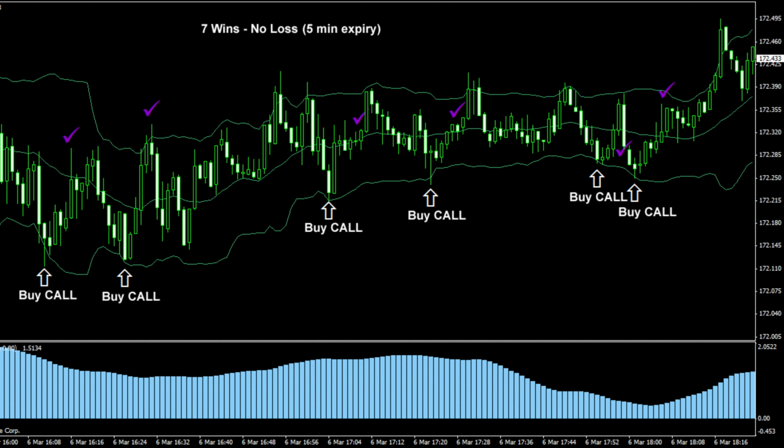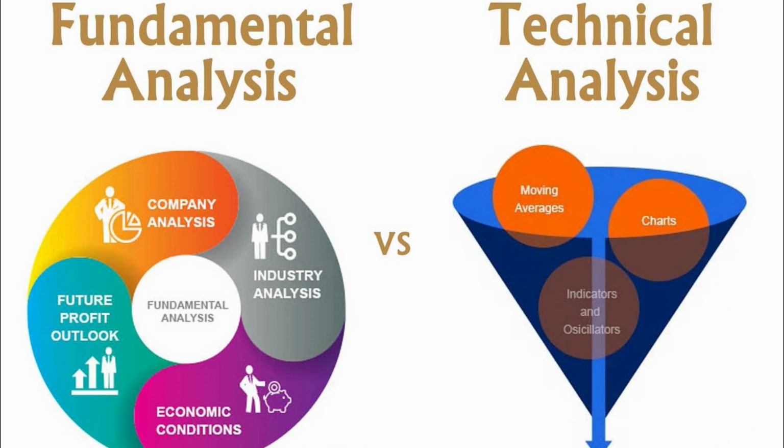Technical analysis is based on the belief that all the information you need to make a trading decision is contained in the price and volume data. Unlike fundamental analysis, which looks at a company's financial health, earnings, and management, technical analysis is purely focused on the price movement and trading activity of the asset.